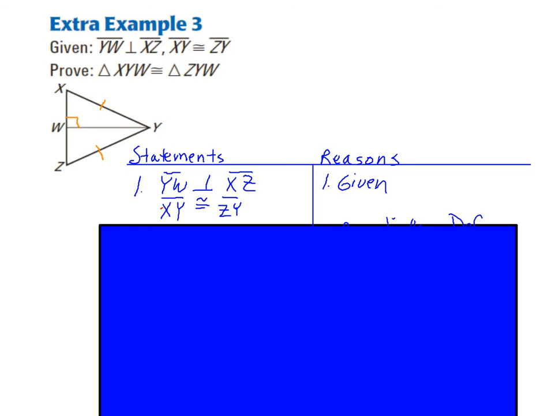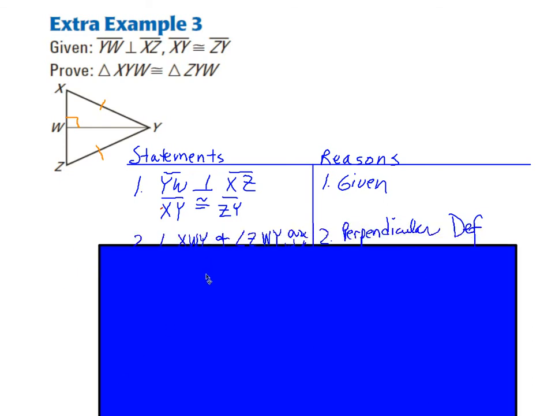Okay. Next thing we need to do is try and figure out what to do next. We've got a couple things going on. We've got a right triangle, so I think we're going to try and use hypotenuse leg. We also have a pair of congruent hypotenuses. So I'm looking for another side here. We also heard that these were perpendicular. We were given that, but we weren't told that they are right angles. So we have to do something to show that these are both right triangles. So I'm going to go ahead and do that first.